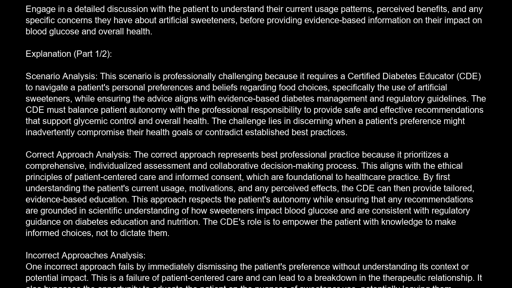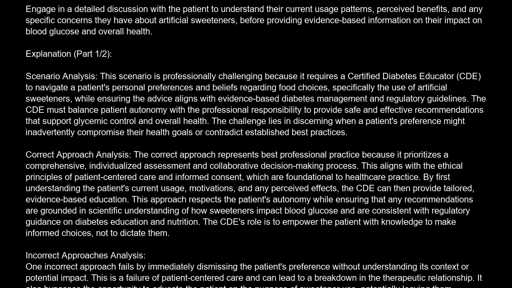The correct approach represents best professional practice because it prioritizes a comprehensive, individualized assessment and collaborative decision-making process. This aligns with the ethical principles of patient-centered care and informed consent, which are foundational to healthcare practice. By first understanding the patient's current usage, motivations, and any perceived effects, the CDE can then provide tailored, evidence-based education.